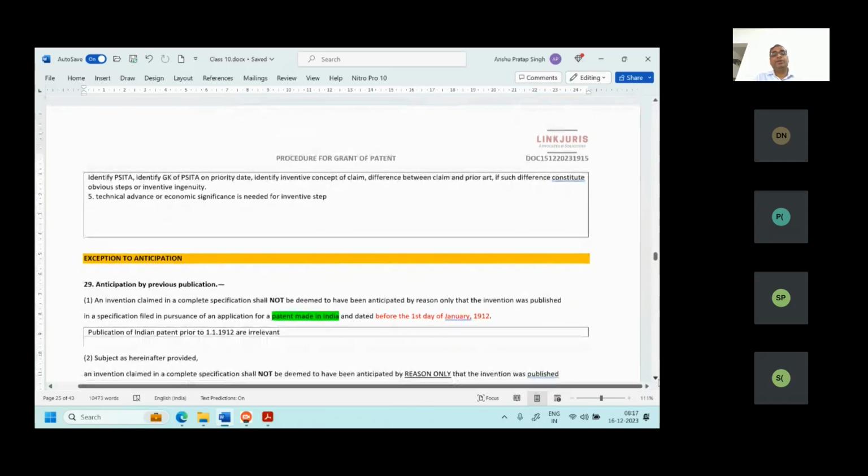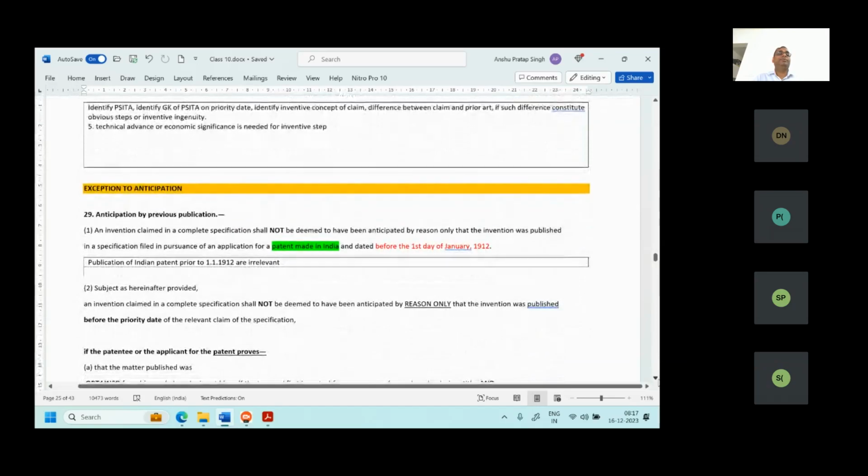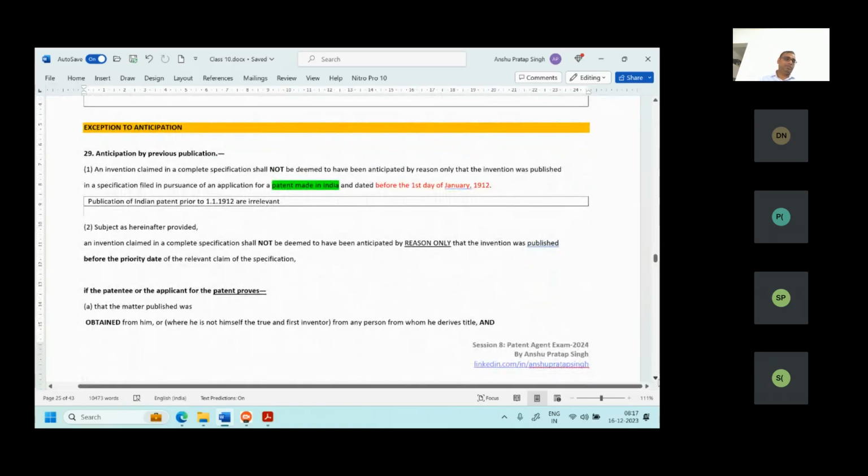Now, the last topic of today is exception to anticipation. We have understood key novelty, and how we go about the anticipation by previous application. So the publication of Indian patents prior to 1/1/1912 is irrelevant. We have already said that prior to 1/1/1912, we will not search.